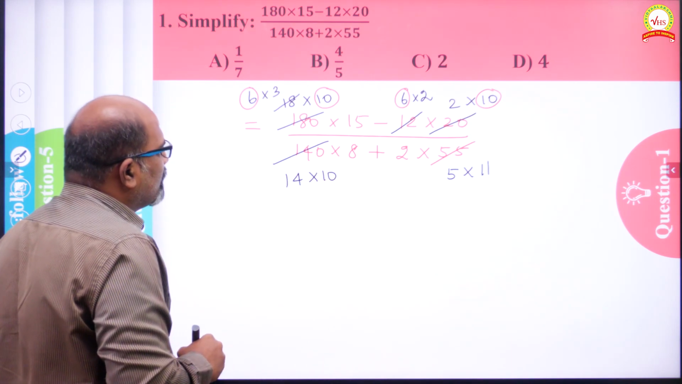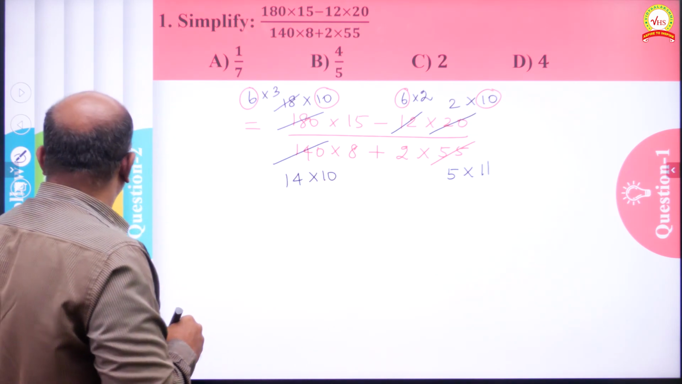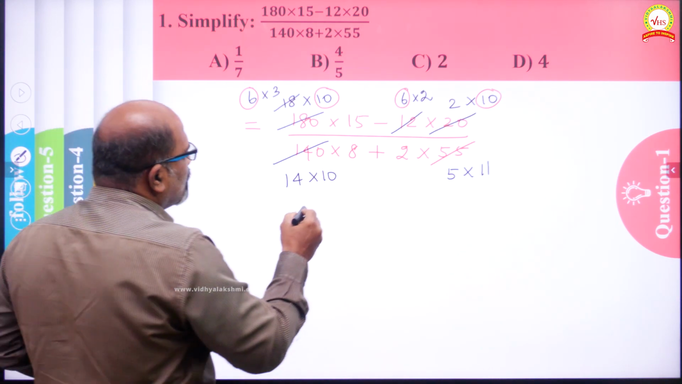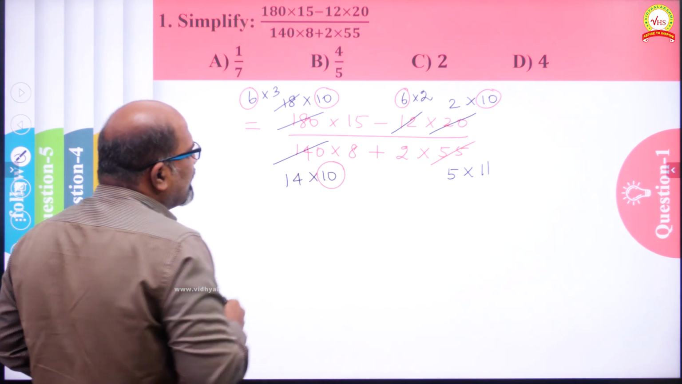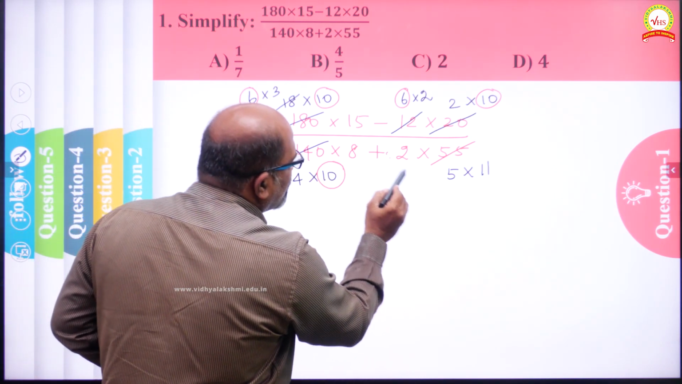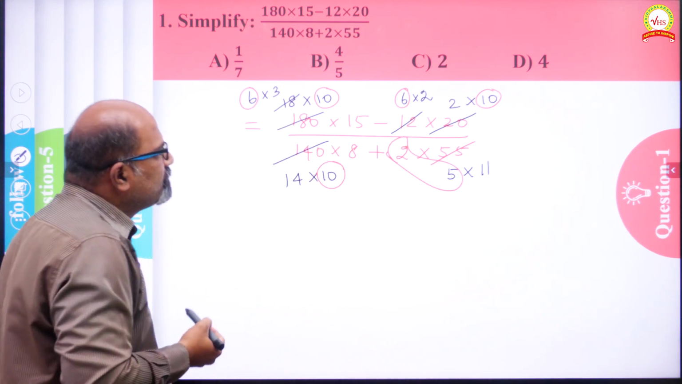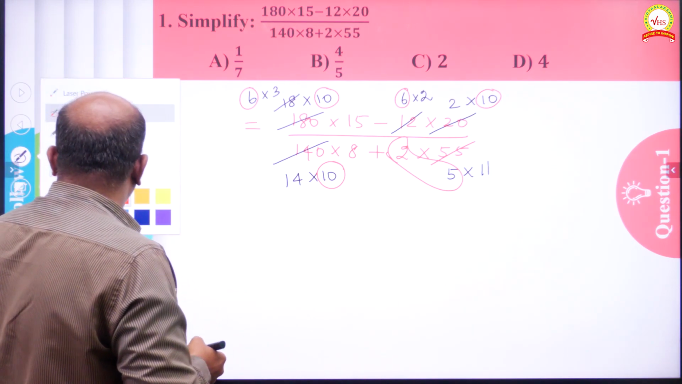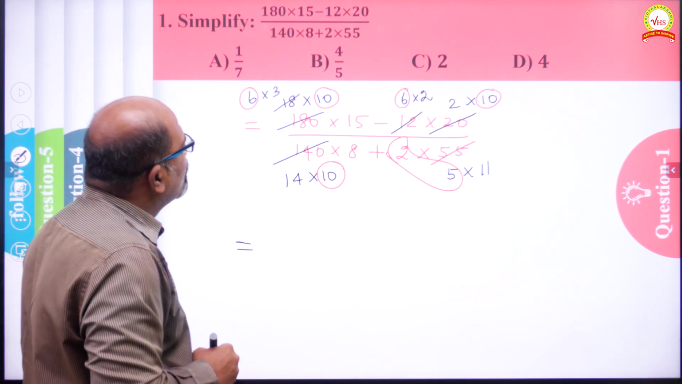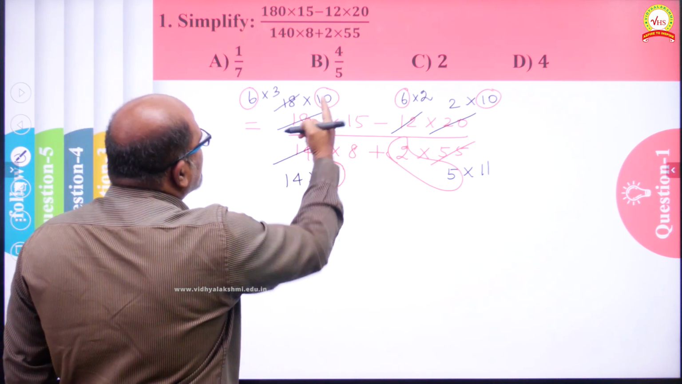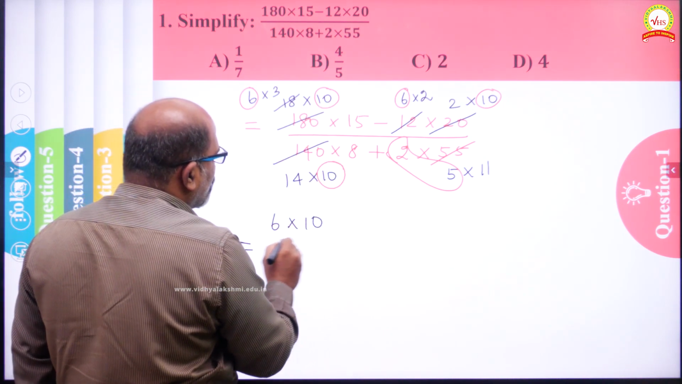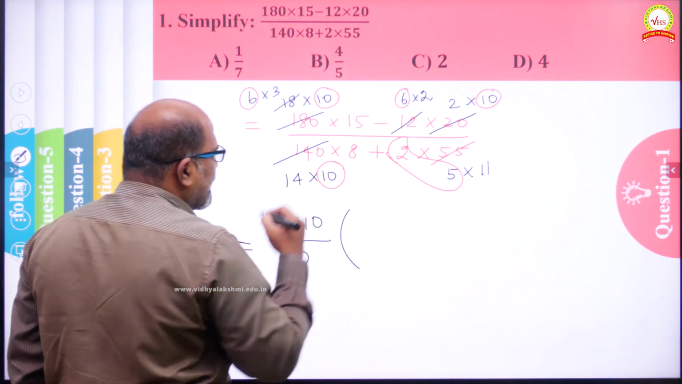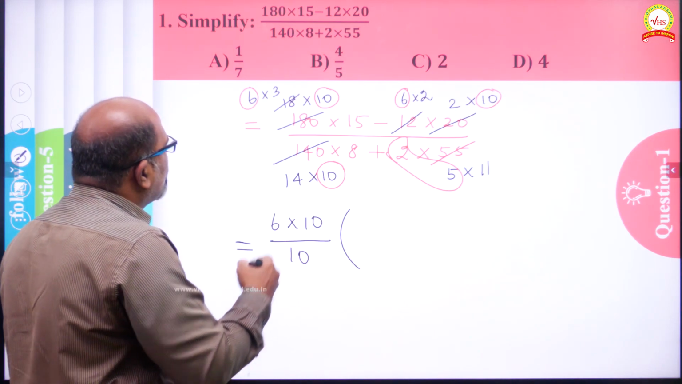Yes, 14 multiplied by 10. So what are all the common factors you can see here? Yes, here this 10 is common. In the same way, here also 10 is available. 2 multiplied by 5 is 10. Okay, right. In the next step, I am going to take out the common factors that I have marked here. 6 into 10, 6 multiplied by 10 I want to take out, and in the denominator this 10 I want to take out. So after taking out the common factors, I want to see the remaining things.